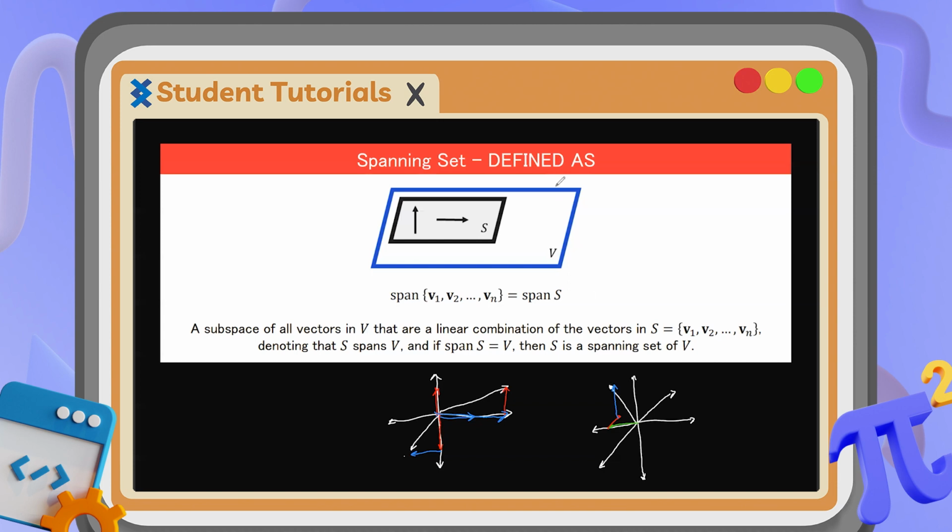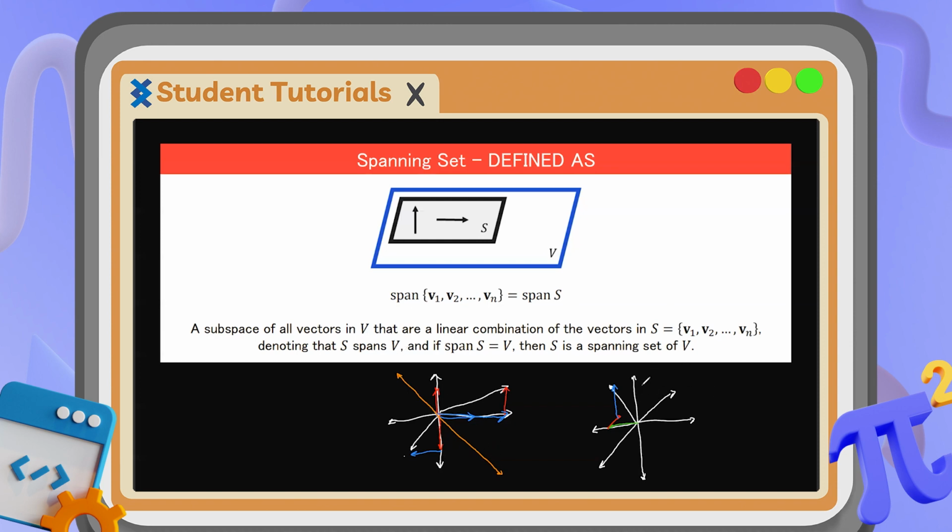Now, how can something not be a spanning set? For the case of 2D spaces, if your set of vectors can only span a line, meaning the set that it spans is limited to only the vectors within this line, then it's said to not be a spanning set because you're not able to reach the other vectors outside this line.